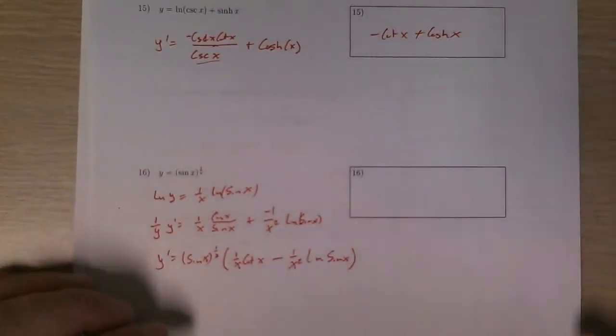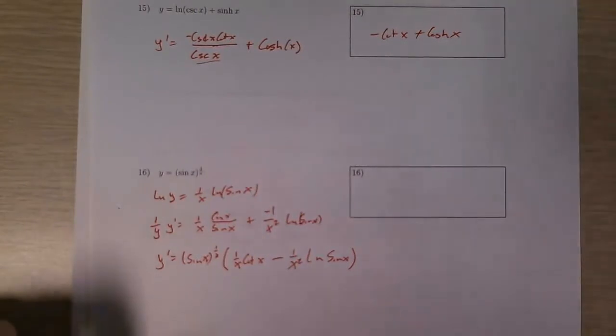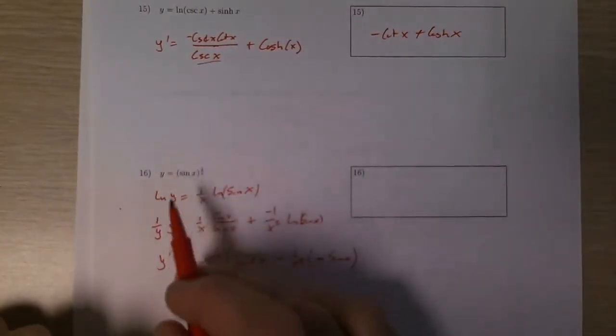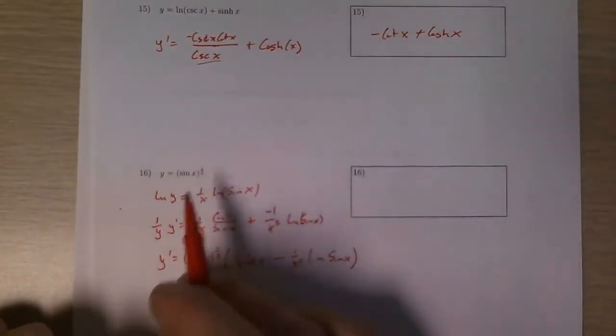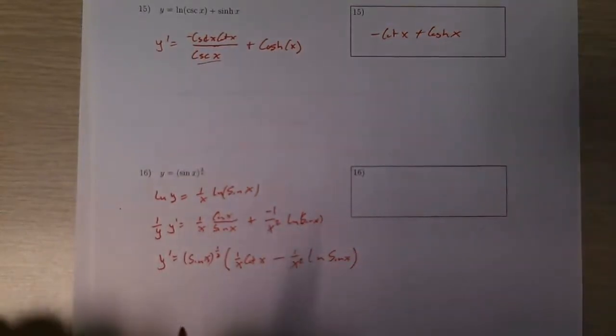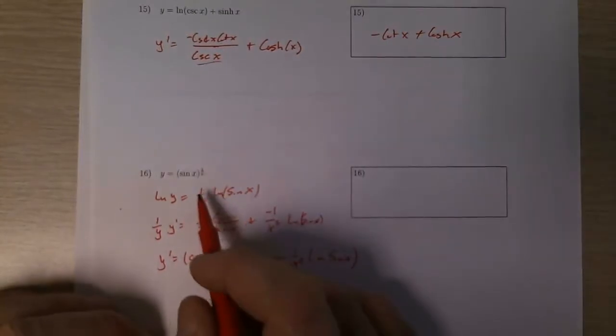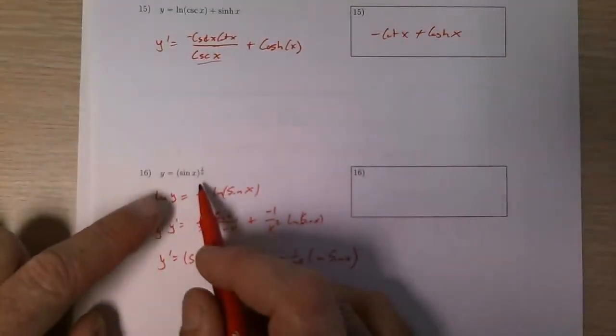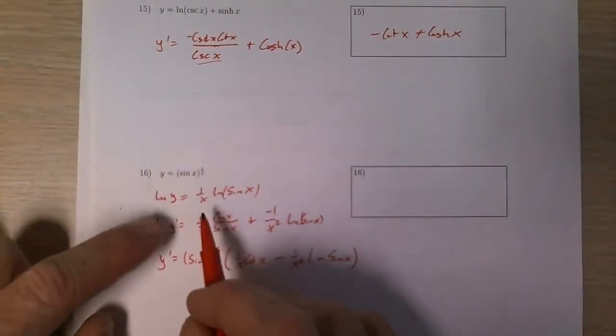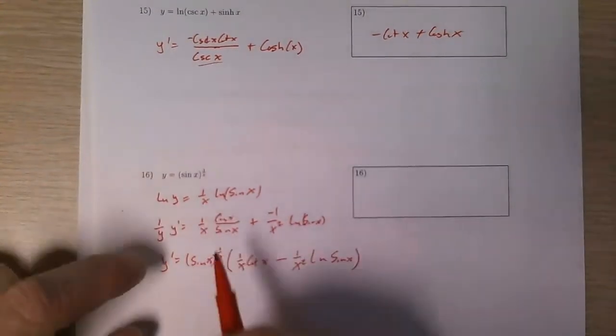Number 16 was a little trickier. Some people said, hey, I'm going to use a power rule. Some people said, I'm going to use an exponential rule. You need to do neither of those. Actually, you need to do both. But the way we've been doing this, something like this, is logarithmic differentiation.